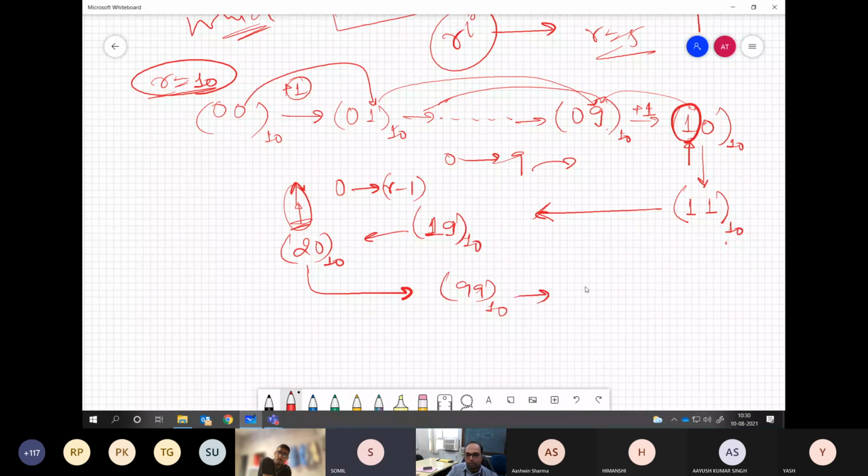Then the first bit will change and the second also changes. So what will it become? 100. But where is 100? There are only 2 digits over here, right? It will roll back to its original value 0 0. Understanding my point? So this is the property of this number system.